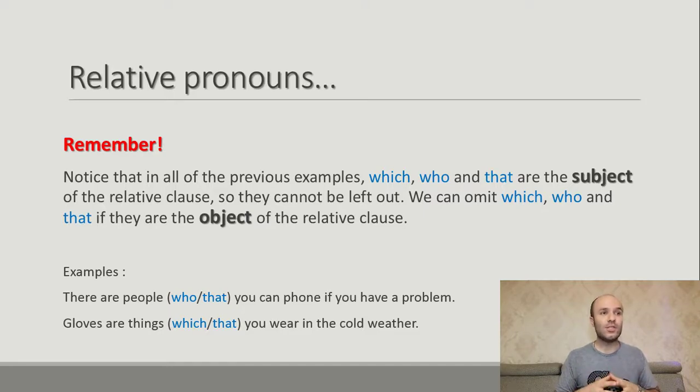We can omit which, who, and that if they are the object of the relative clause. Okay? So, we cannot omit them when they are subject. We can omit them when they are object. Okay? Examples: there are people who or that, most of them are same, you can phone if you have a problem. Here we can omit them, we can delete them. We can say there are people you can phone if you have a problem, without who, without that. Okay, because the people you are calling, you are phoning, so they are the object.